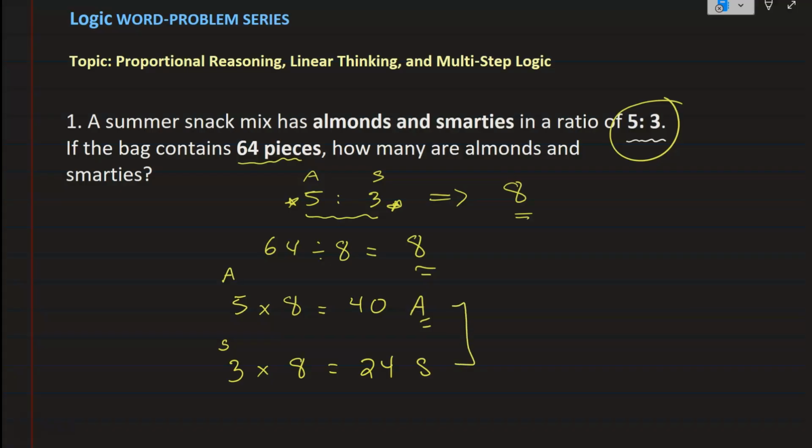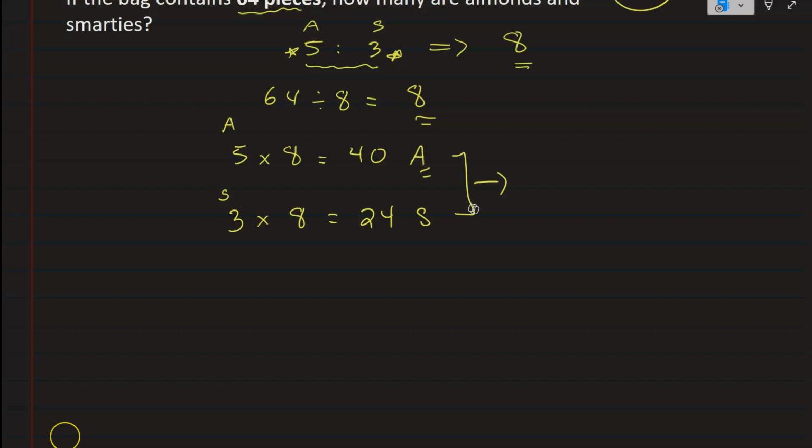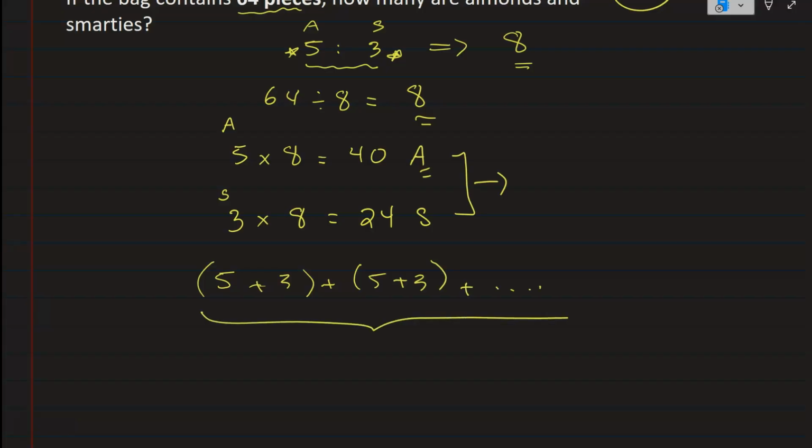Now, is this the only way to do this problem? No, it's not. You can actually use another way, which is the ratio 5 to 3. You can basically do it freestyle. So you say, okay, we got 5 plus 3, and then you keep adding another 5 plus 3 until the total that you have will be 64 pieces. Okay, and you notice that there will be 40 almonds and 24 Smarties.